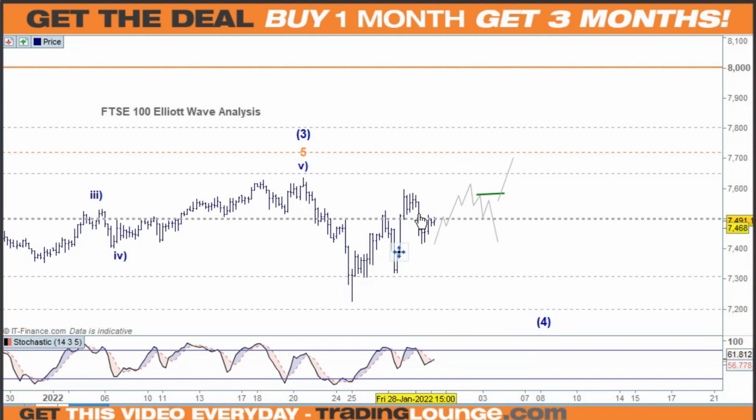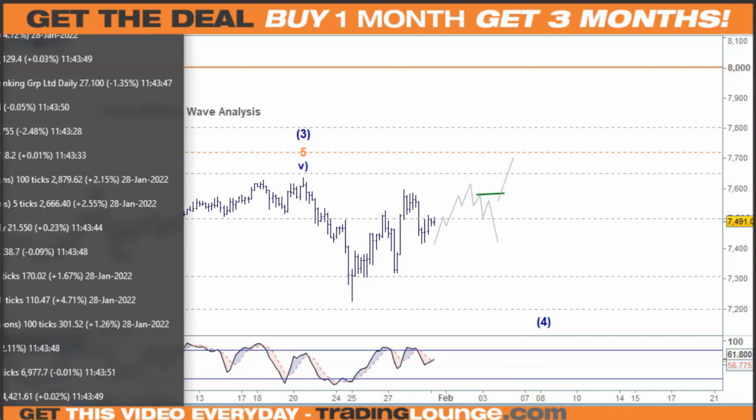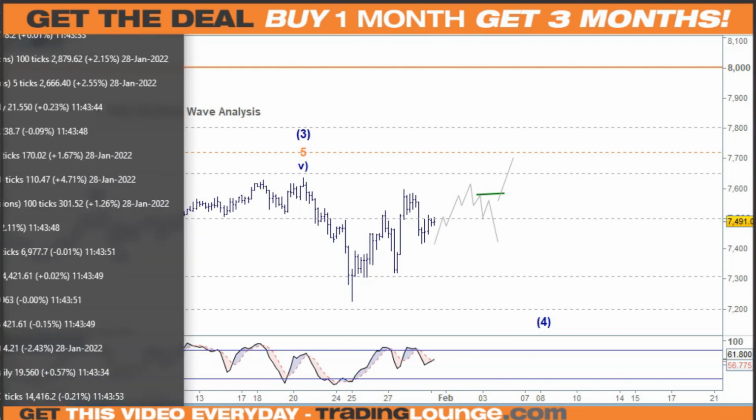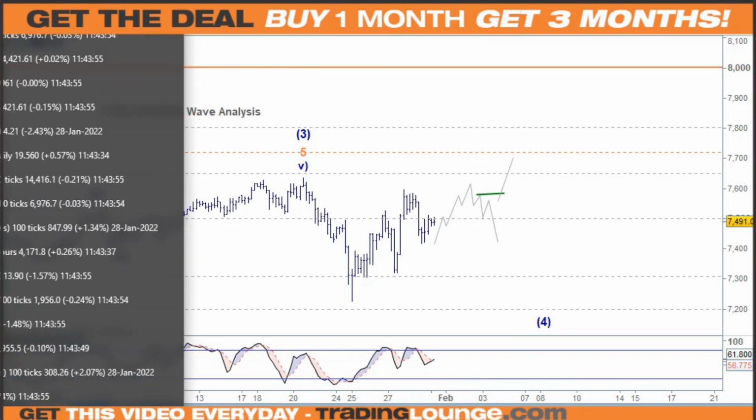All I can tell you is that this little move here is corrective, and before we can go long, we need one more push up, and then we'll look at the pullback, and then we'll buy the B wave high at that particular point. Now we want to have a look at the euro US dollar. So let's pull that up here.